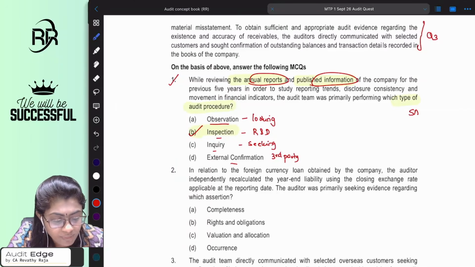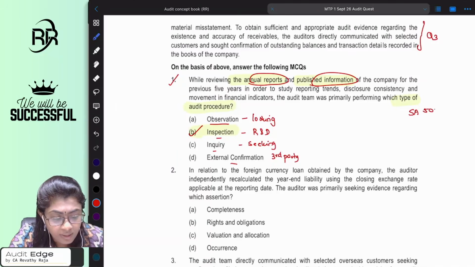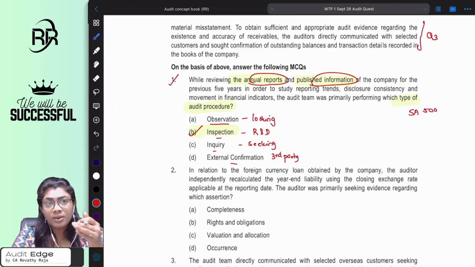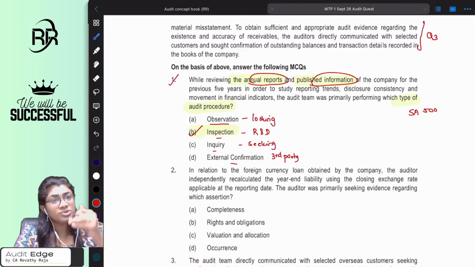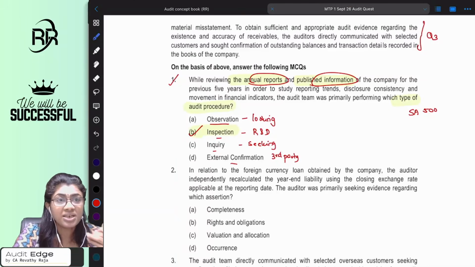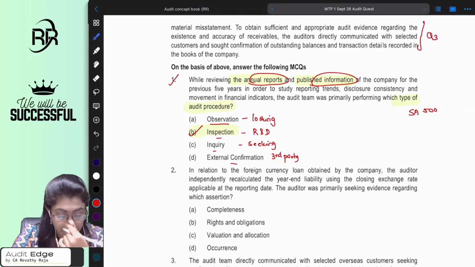So this question is from which SA? Which SA? It is SA 500. In 500, we learn about risk assessment procedures and further audit procedures. To support that, there are 7 techniques of procedure: inquiry, inspection, observation, external confirmation, recalculation, reperformance, analytical procedures. So, if Q1 is okay, can we go to Q2?